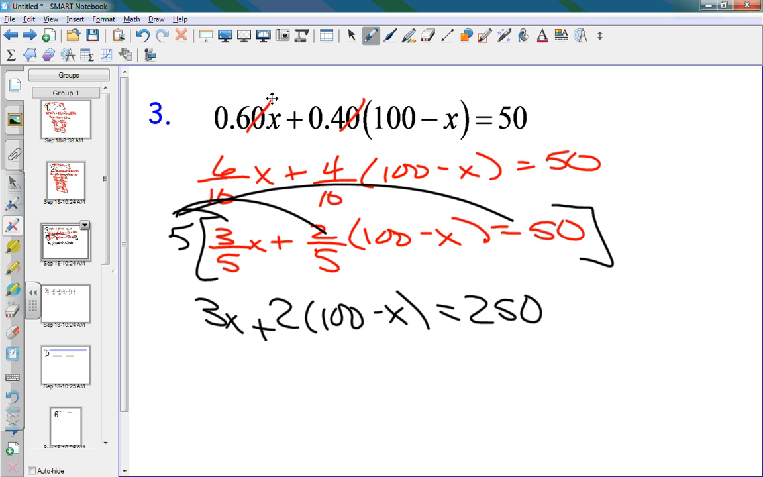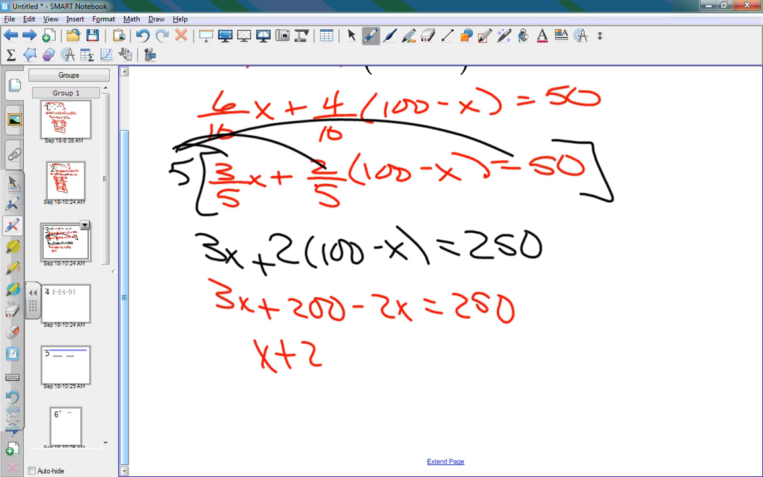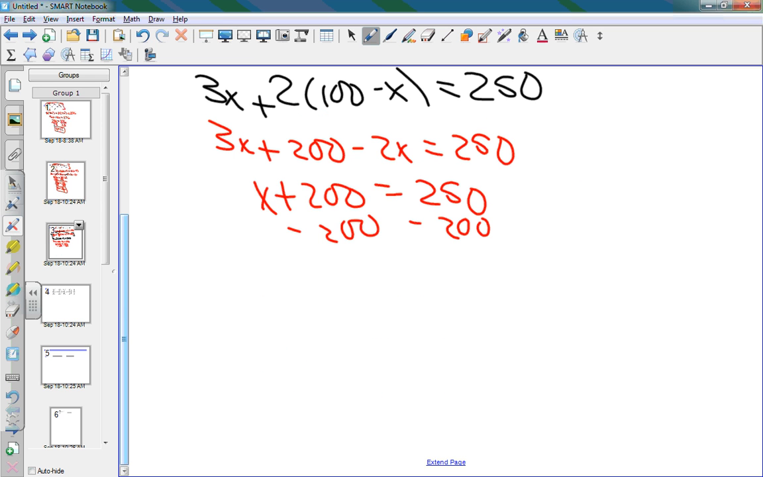Now what do I do? Distribute. So this is going to be 3x plus 200 minus 2x is equal to 250. What do I do? Combine like terms first. It'll make life easier on you. If you do that, that's going to give you x plus 200 is equal to 250. Now what? Subtract 200. And I get x is equal to 50.